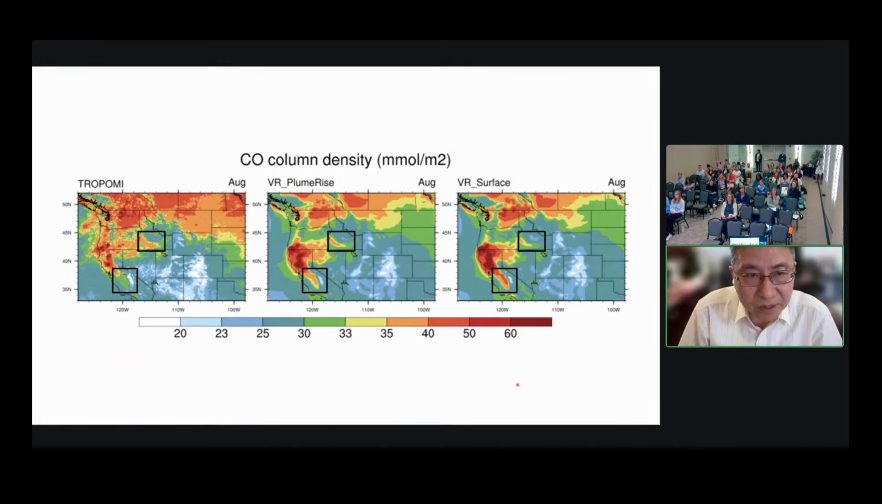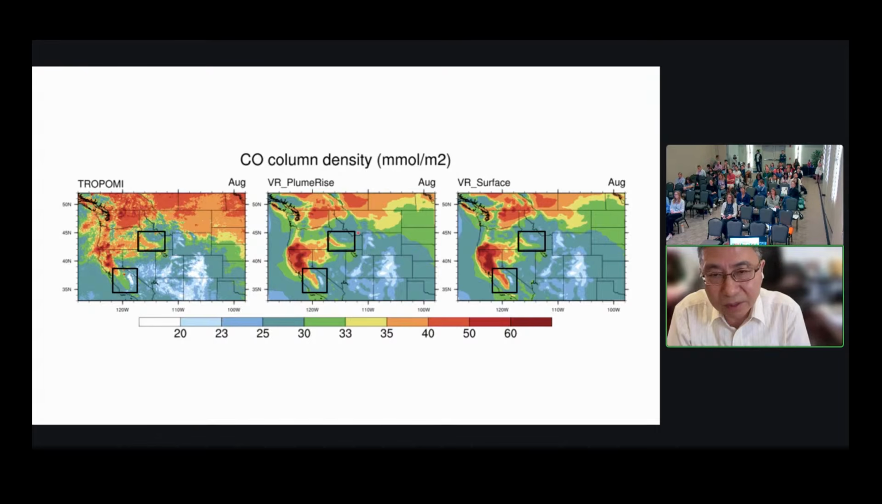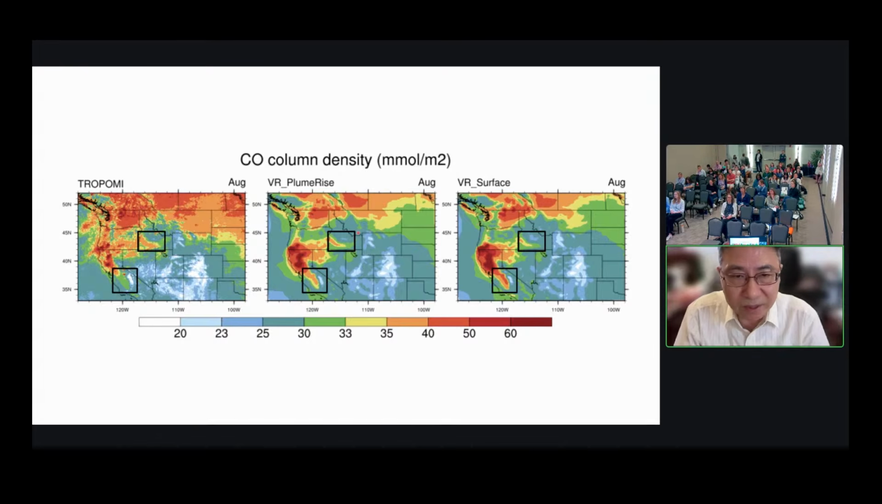And this is showing the CO column density with satellite observations for August 2018. This is from satellite. These are two models. The one on the left is based on MUSICA, the middle is with plume rise, and the right is where we emitted biomass burning emission at the surface. And basically, you can see the two model configurations can simulate the CO column burden compared with the satellite observations, the patterns and also magnitude, reasonably well.